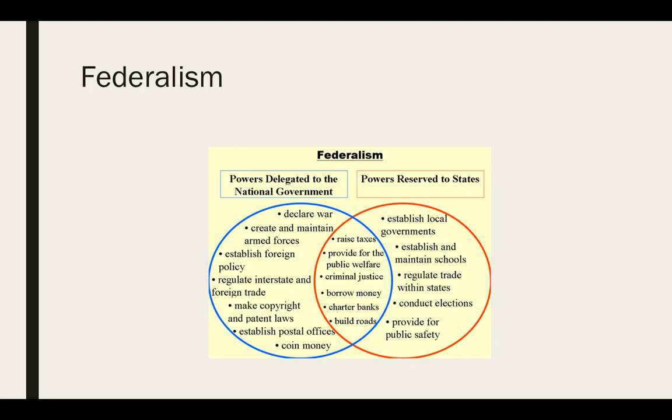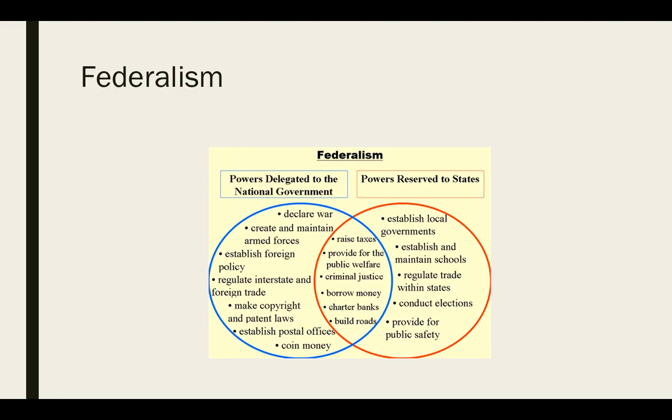But the powers that are granted to the national government there on the left-hand side are called delegated powers. And then powers that are given to the states are called reserved powers. And then there are certain powers that both of them have. Both the state and the national government can tax. They can both provide for the public welfare. They both can make laws. They both can borrow money, build roads, charter banks, things like that. Those are called concurrent powers.